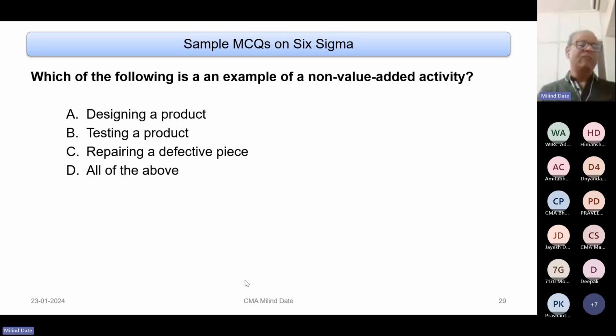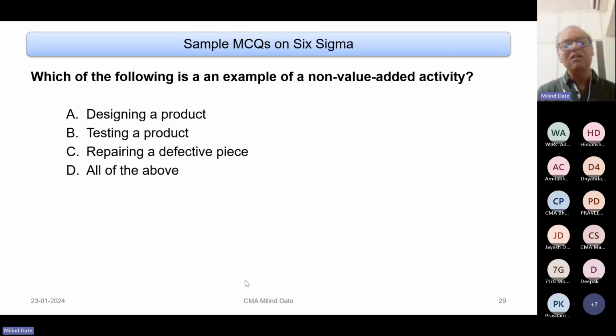Yes, if you're designing a product, it is going to be designed to add value. If you're testing a product, obviously tests will add value to a product because it will help you identify whether the product conforms to the design, it conforms to the features that are promised, is it really working.